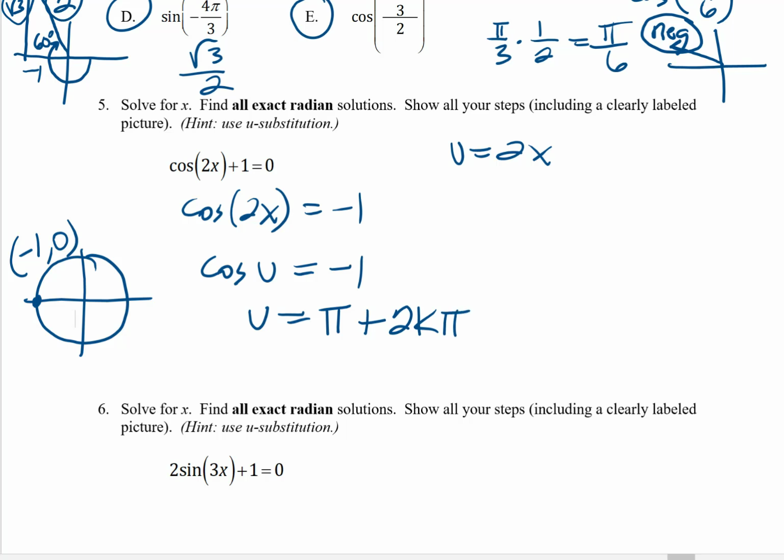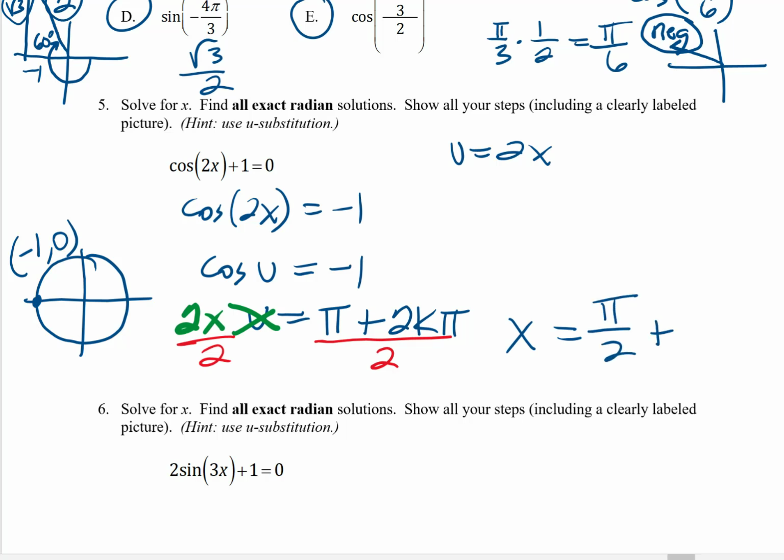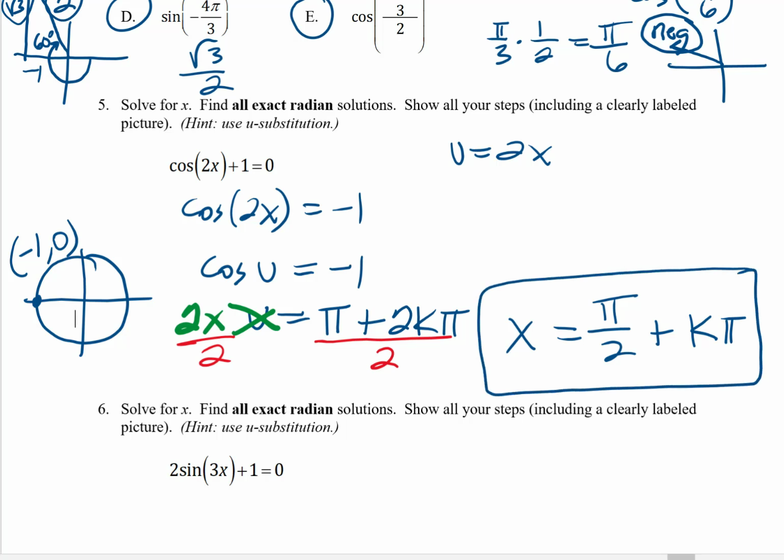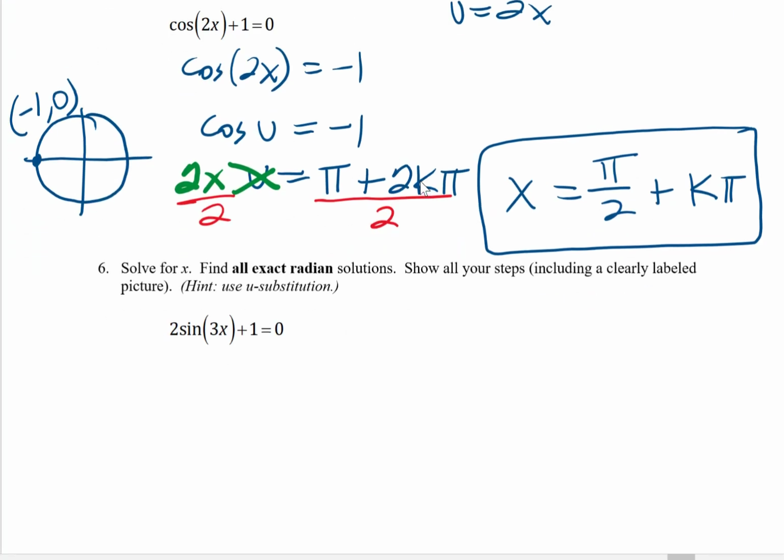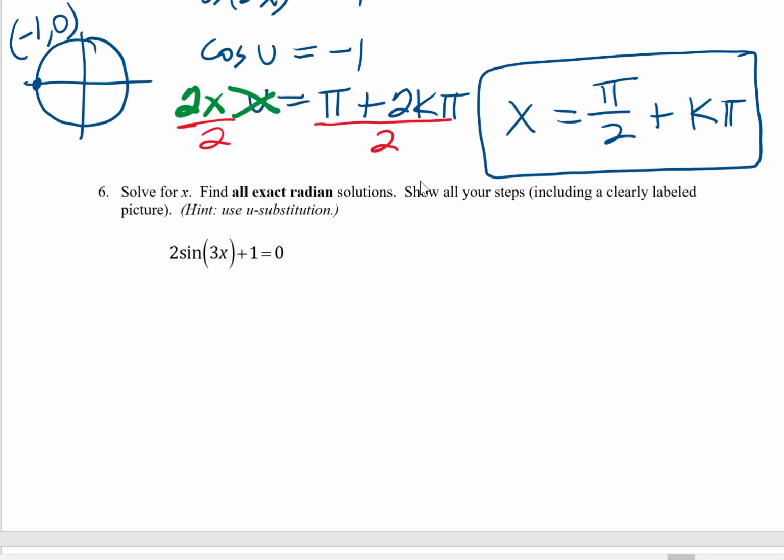Now those are all the solutions for u, but u was something I made up, and so it's time now to replace the u with 2x and then solve that equation for x, which obviously I can do by dividing everybody by 2. And when I do that, I'll distribute that 2 on the right. I get pi over 2 plus the 2's cancel in that second part, k pi. In other words, pi over 2 is a solution plus any multiple of pi that you want to add or subtract on.